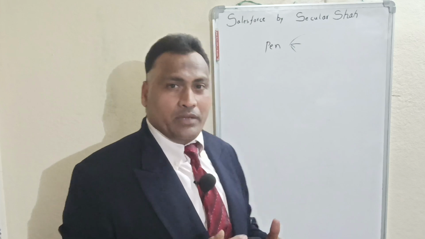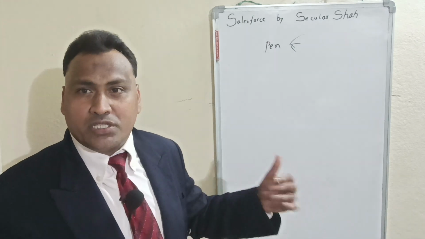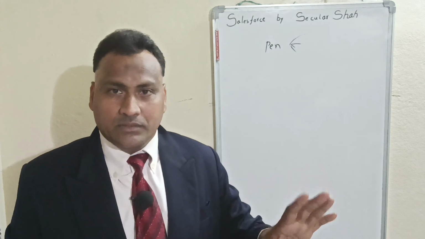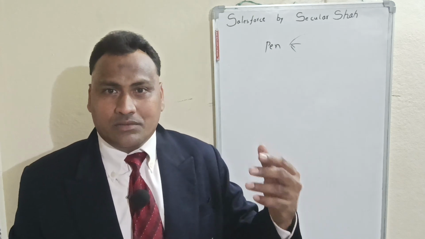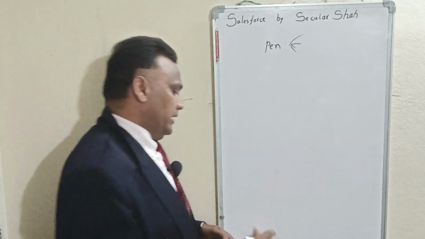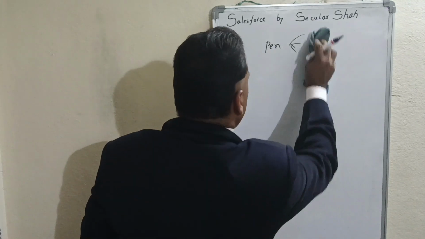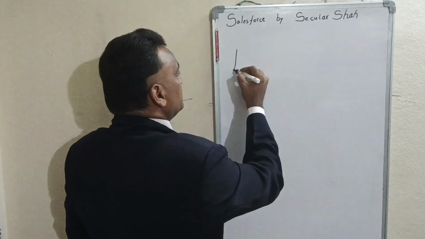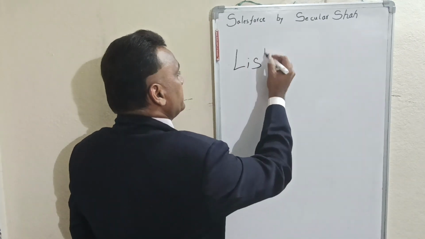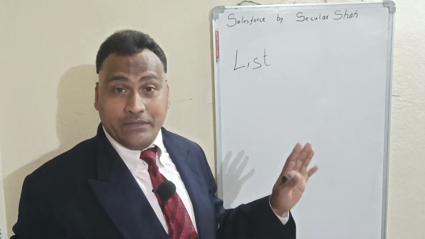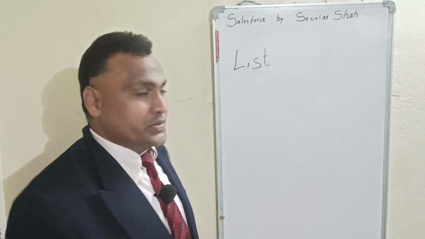Why do we have various collections in any language, not only in Apex? You take C++ or Java, .NET, anything. In the collections data types, what do you have mainly? List. The list data type will store a list of values.